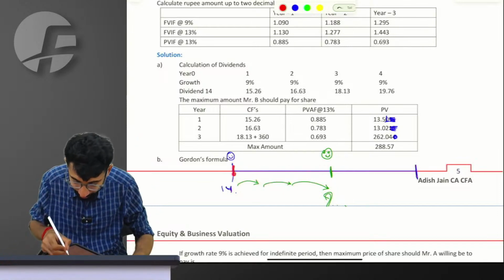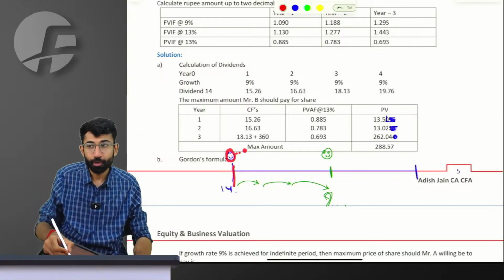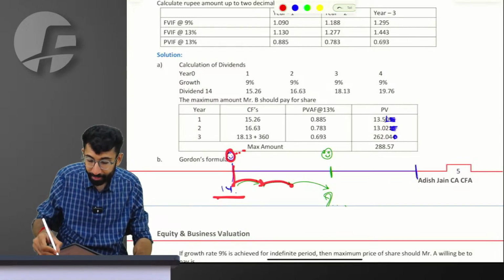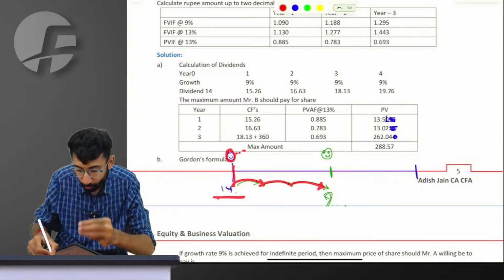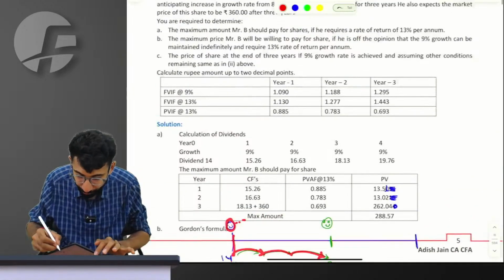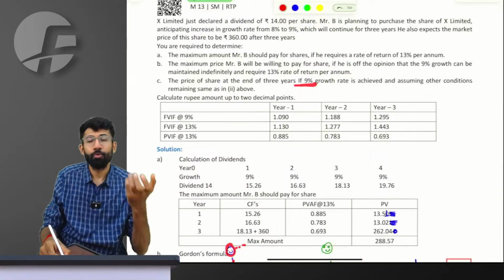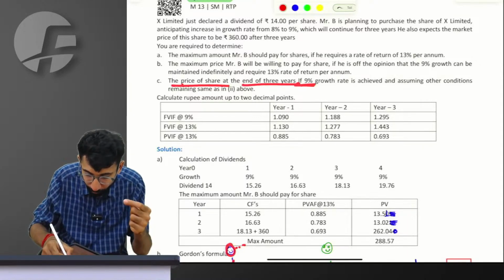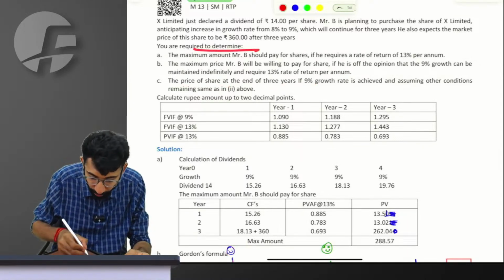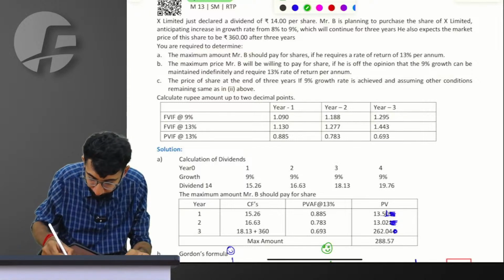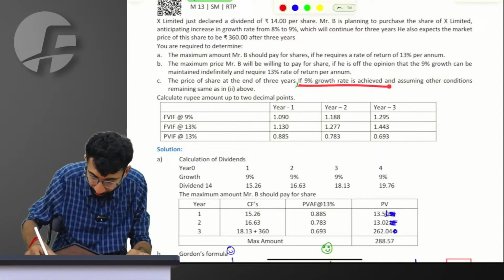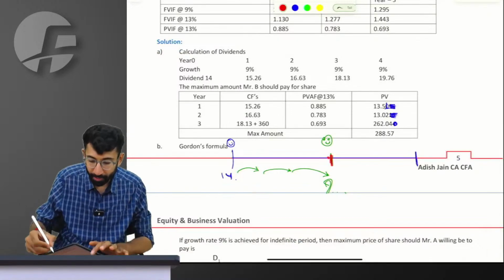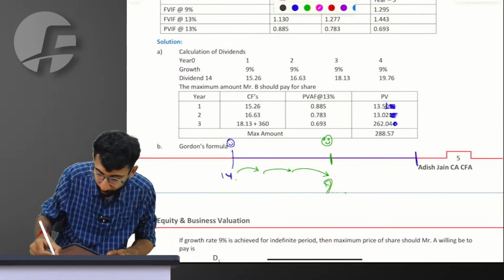Sir, where did we stand initially at point 0, where my dividend was rupees 14, and for the next 3 years the dividend has grown by 9%. Sir, how do you know that? It's clearly written: the price of the share at the end of third year. You have to find out if, so obviously you have to determine this. Put a comma over here. If 9% growth is achieved, which means if I've been growing by 9%, then you have to find out the price at the end of third year.